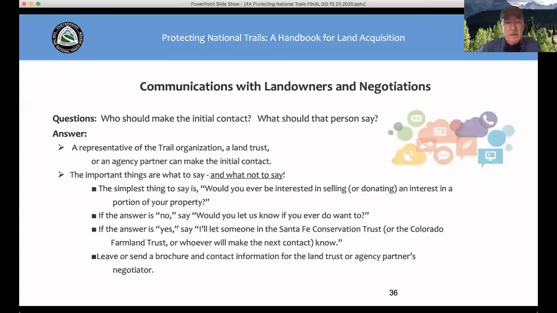Before I get to Kevin Thusius's rules of the road, this encapsulates the basic initial conversation that you can have about conserving land with the landowner. If you go up to and contact a landowner, the simplest thing to say is, would you ever be interested in selling or donating an interest in your property? And if the answer is no, you can ask, well, would you let us know if you ever do? If the answer is yes, you say, well, I'll let somebody in the agency or land trust know. The conversation can be that short and that simple.